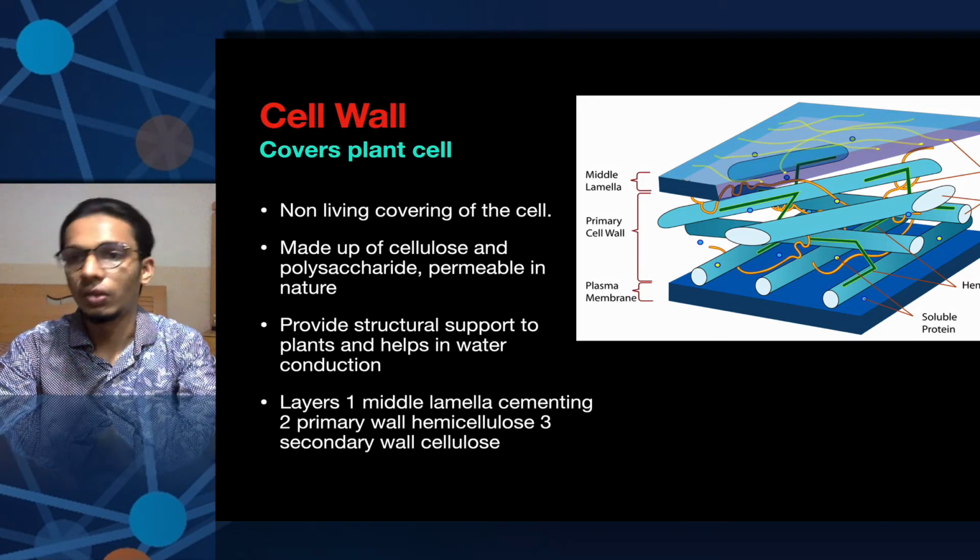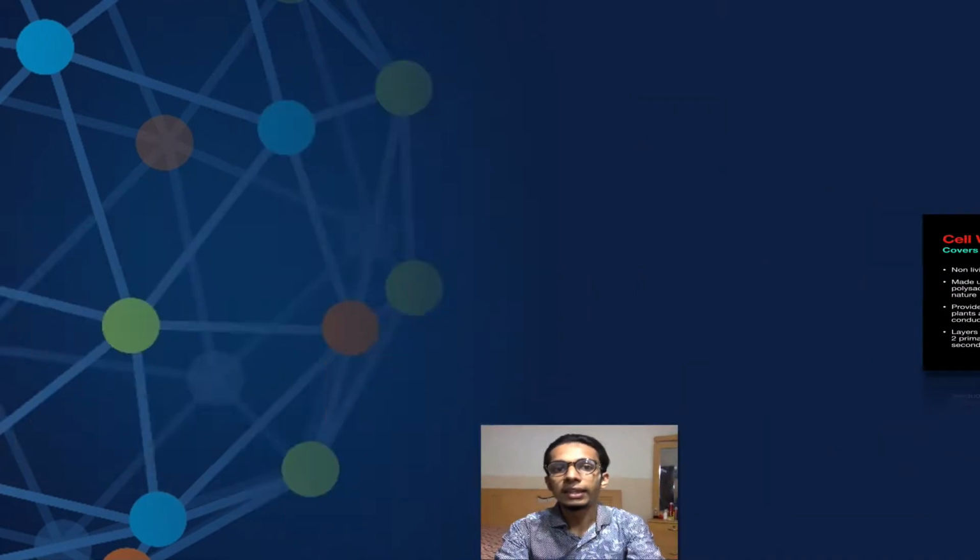This covering is non-living. That is the most specific thing in this organelle of the cell. So they can ask this in many of the MCQs in your MCAT, which one is the non-living part of the cell, and they will give some options in which cell wall is going to be the correct option. Made up of cellulose and polysaccharide, permeable in nature.